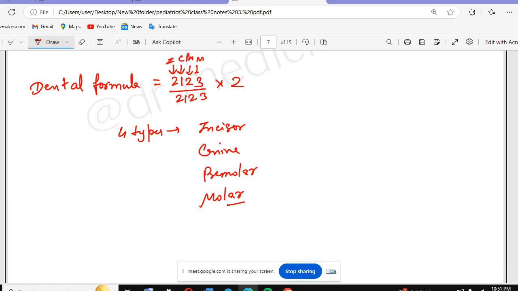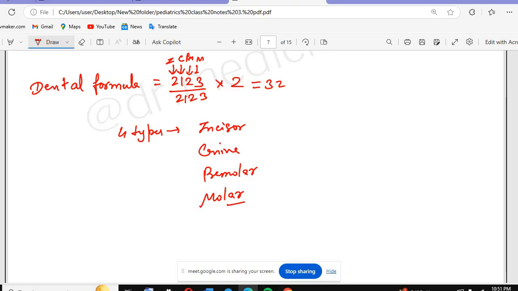So there are 4 canines in total. Again, we would have 4 premolars on the upper side, 4 premolars on the lower side, 3 molars on the upper side and 3 molars on the lower side. That will be 6 on one side, 6 on the other side. So it will become around 32.